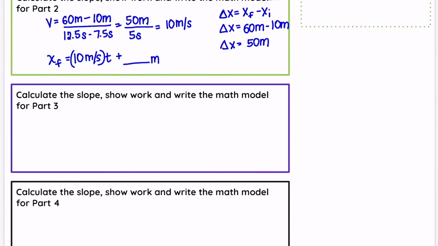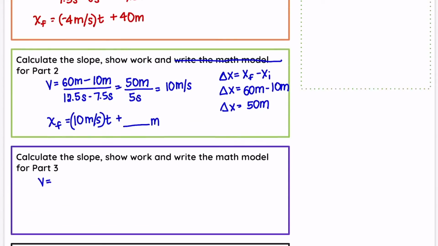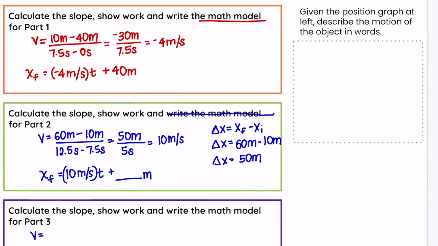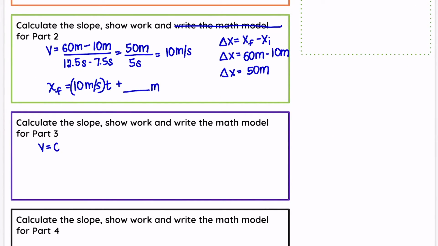All right, now the slope for the third segment, we're going to see that it is flat. That means that it is a slope of 0, right? Doesn't mean there's no slope. It just means that the slope is 0. So 60 meters minus 60 meters, because it didn't go anywhere. Its initial and final is the same, over 18 seconds minus 12.5 seconds.